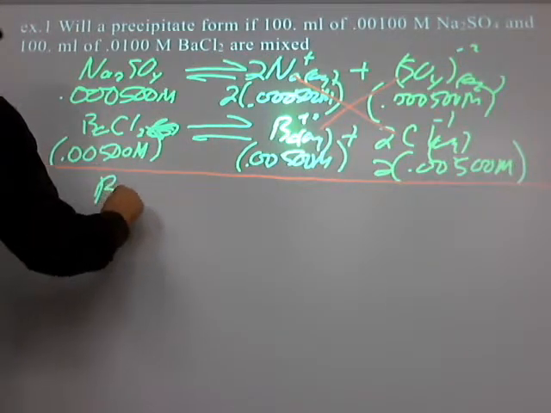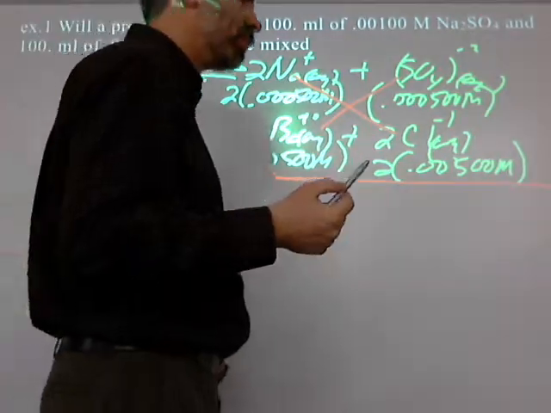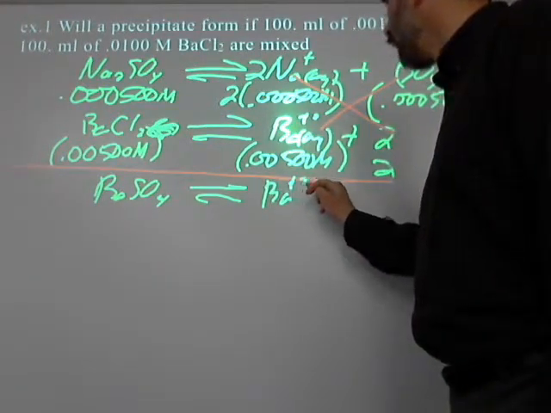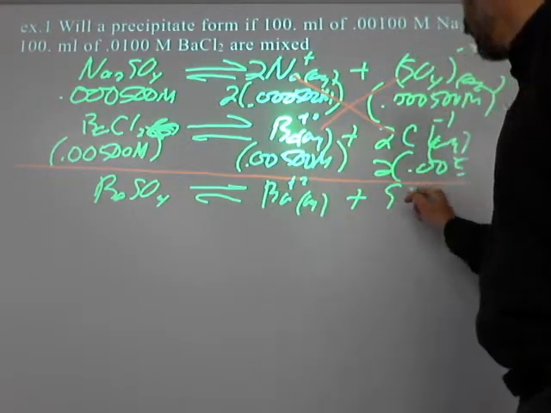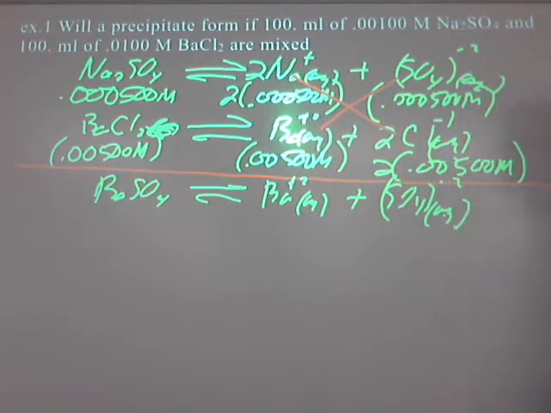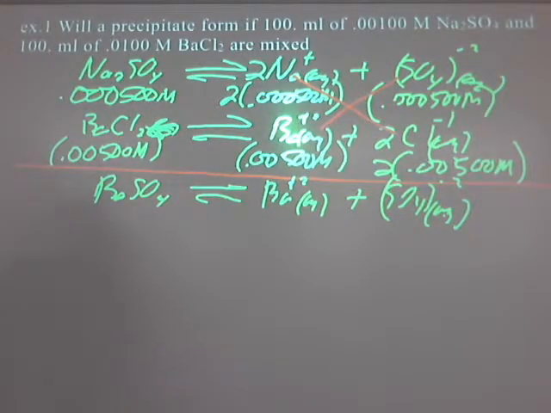So barium sulfate is the one I'm actually looking for. It's the one I'm looking to see if a precipitate forms. And its equilibrium expression would look like this. Barium, I think everybody would write this down, plus sulfate, aqueous. All right? Now, in the back of the book, if I look up the KSP of barium sulfate, it's 1.1 times 10 to the -10th. So that's what the KSP equals.